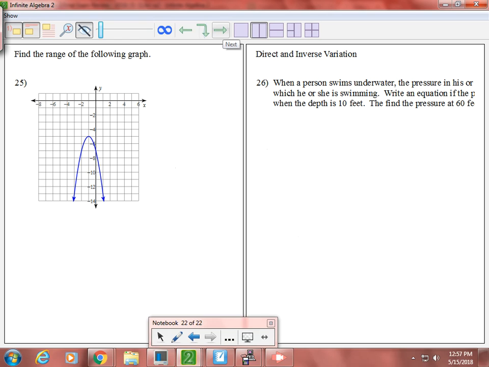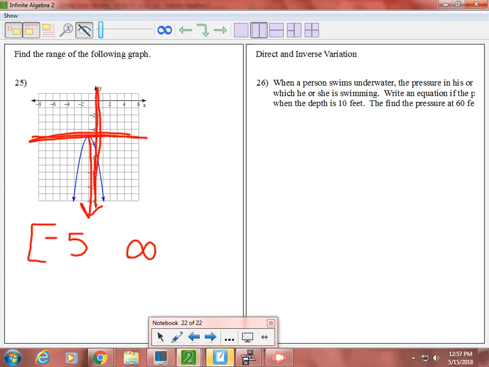We're looking for the range of this one. Well, range is our y value, so we want to look at the y-axis. So on the y-axis, it goes from here to forever. So it starts at -5 and ends at infinity. Well, because -5 is a definite starting and stopping point, you put it in brackets. Then infinity, we don't really know what number that is, so we leave it in parentheses.